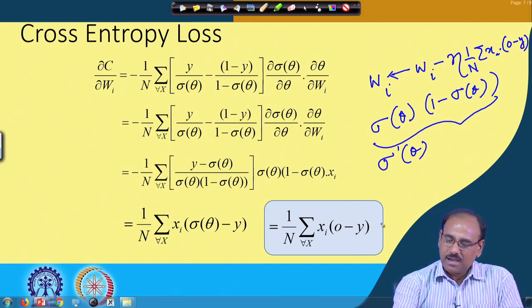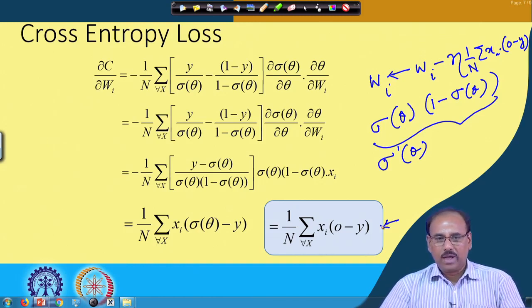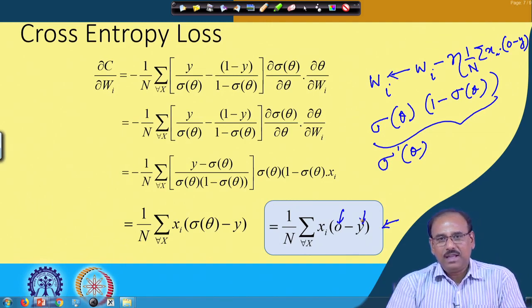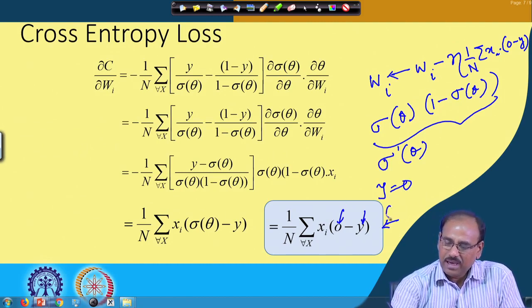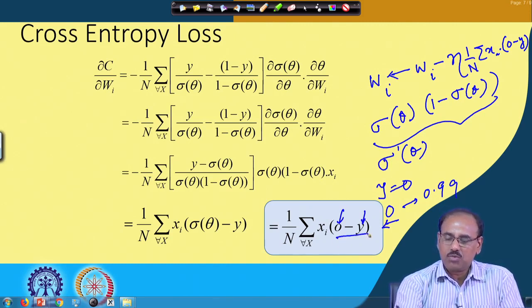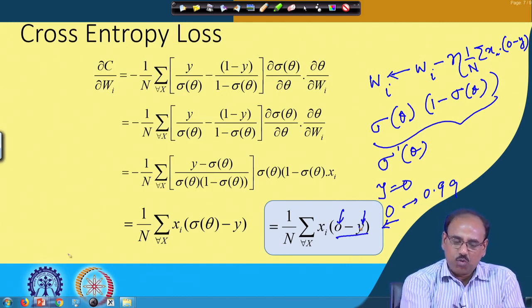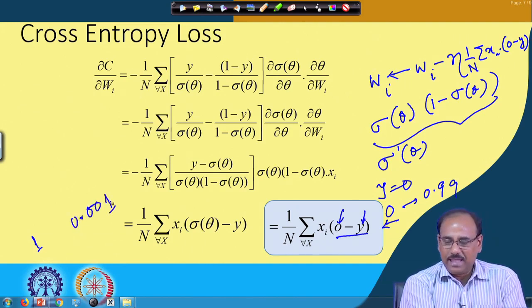Whereas, in this case, in my updation term, I simply have O minus yi times xi, where O is the output and yi is the ground truth. So, here you find that if my ground truth is actually 0, that means y is equal to 0, whereas I get O to be very high, say 0.99, something like this, then O minus y is high, unlike in the previous case. Similarly, if my y is 1 and O is say 0.001, it is very low, then again O minus y, the absolute value, is very high.